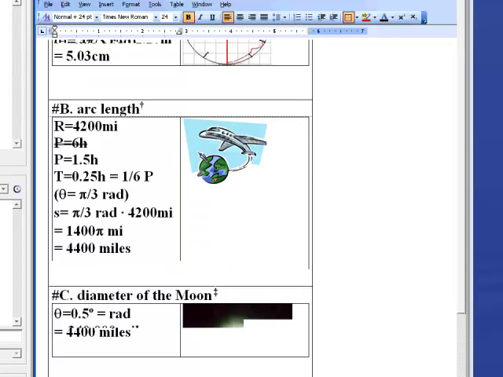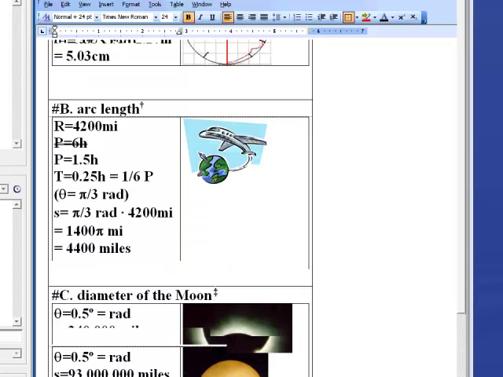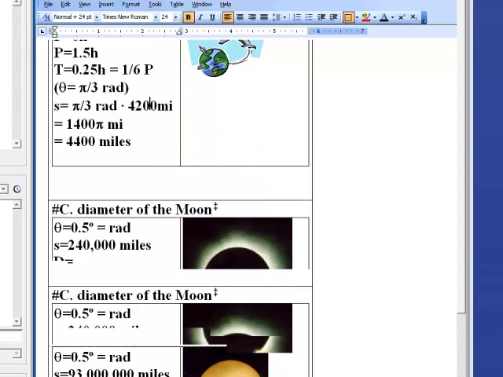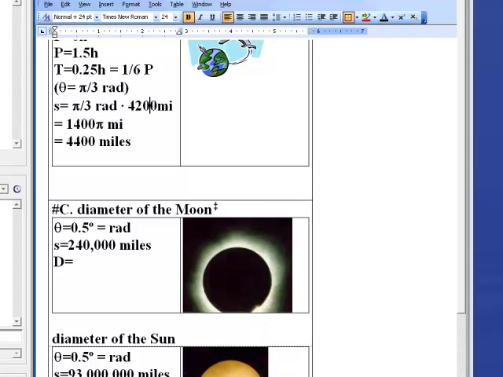Okay, next exercise. It says diameter of the moon. From the Earth, the moon subtends an angle of approximately 0.5 degrees. If the distance to the moon is approximately 240,000 miles, find an approximation for the diameter of the moon accurate to the nearest 100 miles.